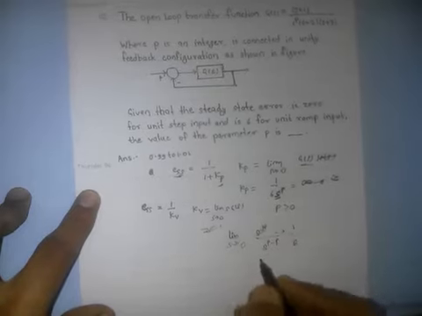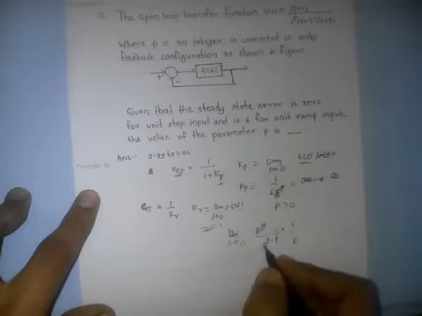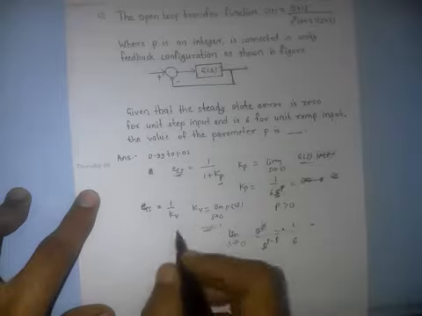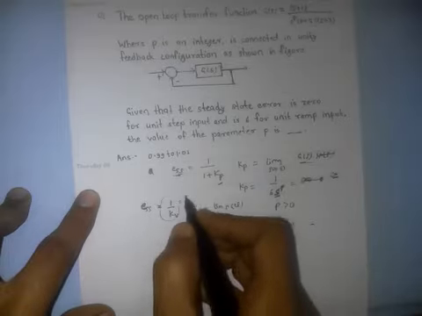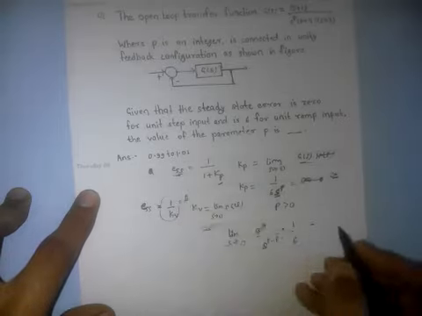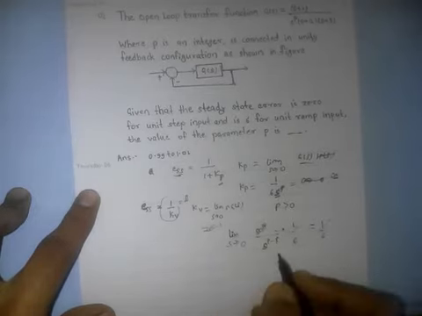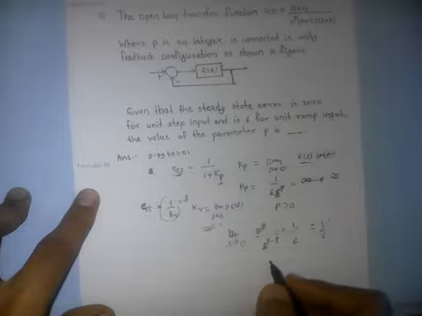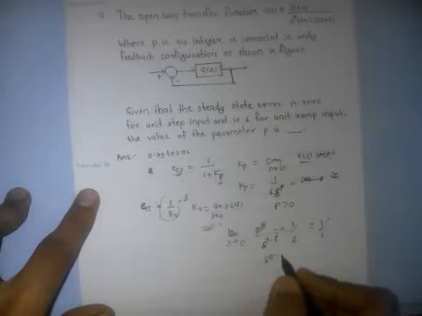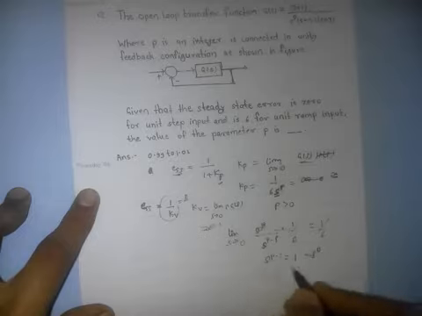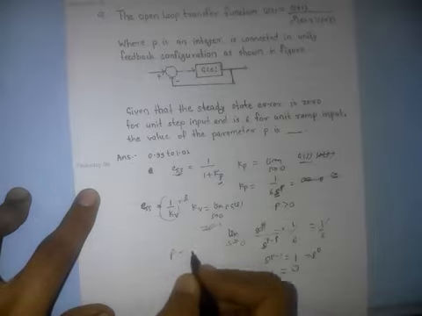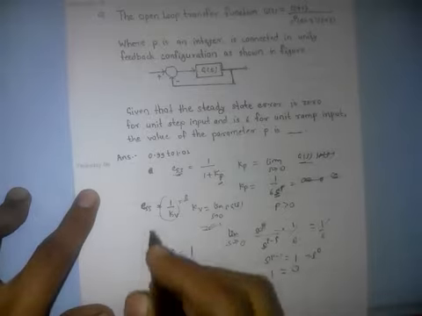So e_ss is 6, so Kv is 1 by 6. Okay, so 1 by 6 and 1 by 6 get cancelled, so s power p minus 1 equals 1. It means s power 0, so p minus 1 is equal to 0, so p is equal to 1. Okay, so our answer is 1.